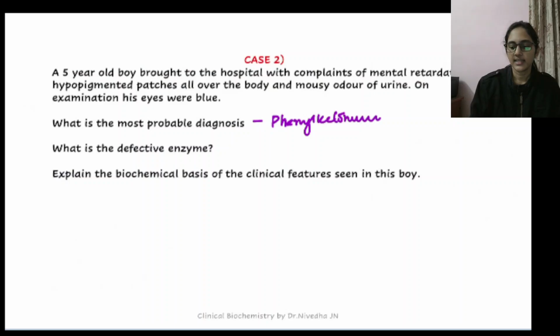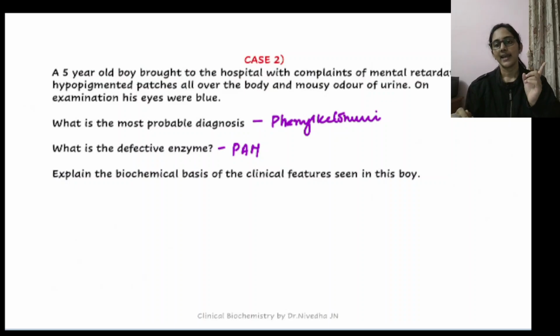And what is the enzyme defective here? The enzyme defective is going to be your phenylalanine hydroxylase. Yes, what is the enzyme defective here? It is going to be phenylalanine hydroxylase. Tyrosinemia type 1 is fumarylacetoacetate hydrolase, whereas phenylketonuria is deficiency of phenylalanine hydroxylase. Yes, so we have types in this phenylketonuria.